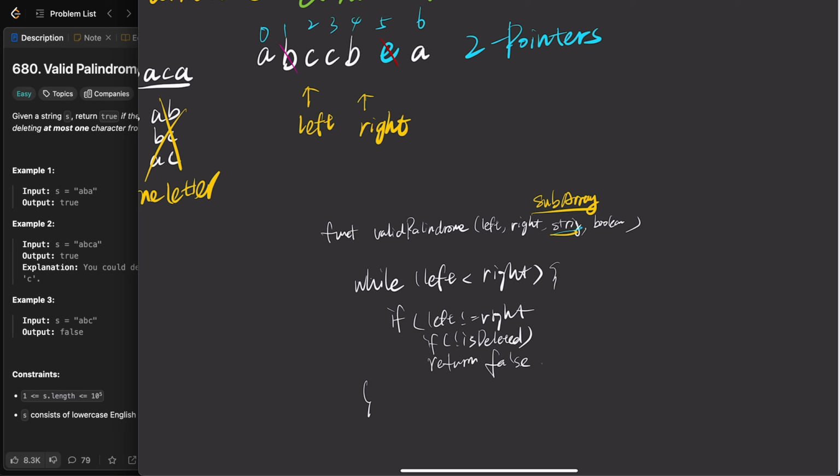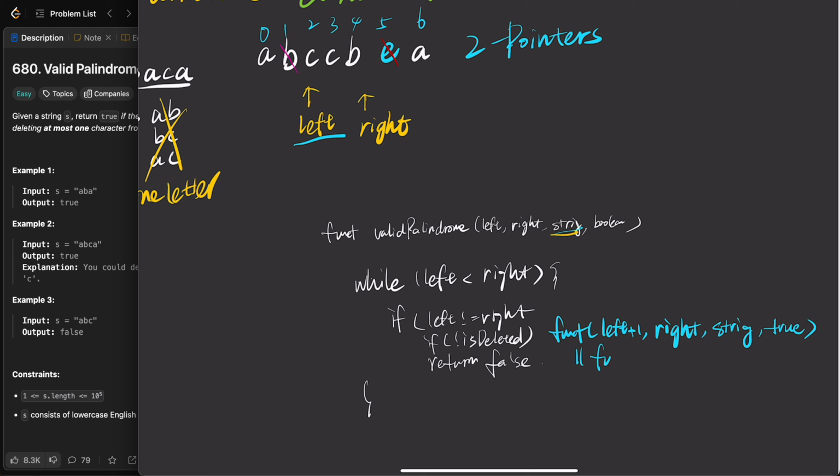So we can call this function again. But when we are calling this function, if we are deleting the left side, we can say the new substring is starting from left plus 1, and then the right, and then the separate, or probably just still the string. And also the boolean already turns to be true because we already deleted.